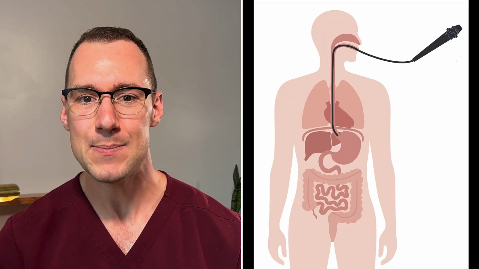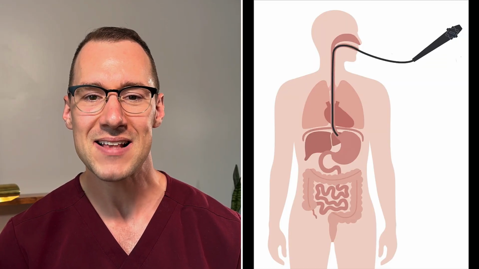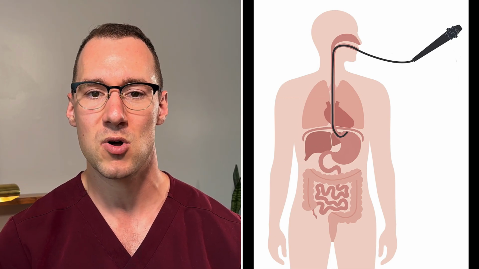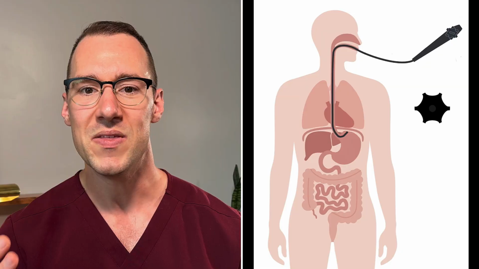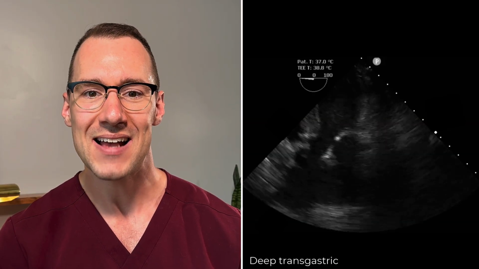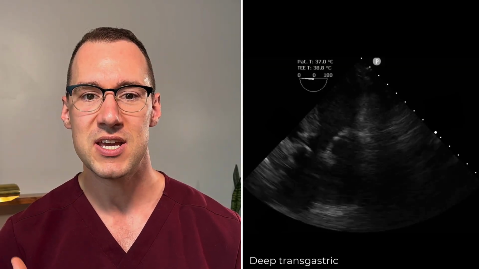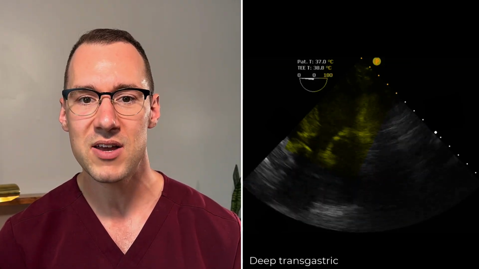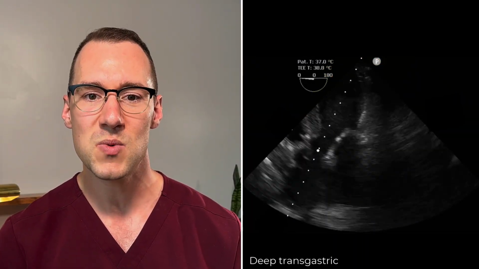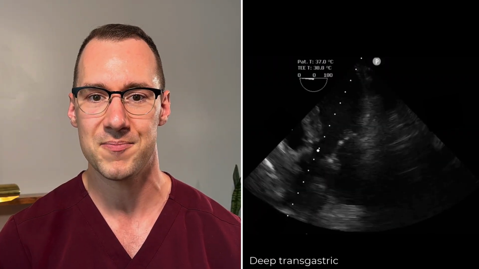To generate a deep transgastric view, we take our omniplane angle back to 0 and advance the probe 5 to 10 centimeters into the stomach beyond where we'd see a typical transgastric view. We then maximally antiflex our probe and slowly withdraw. As the probe makes contact with the stomach overlying the apex of the heart, we should see a foreshortened LV as well as LVOT and aortic valve coming into view. We can then place our pulse wave Doppler gates in the LVOT just below the level of the aortic valve.